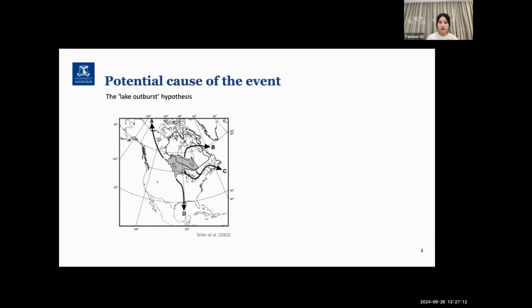So what actually caused the abrupt cooling? The original hypothesis is the proglacial Lake Agassiz drainage theory. The dashed line here indicates the Laurentide ice sheet during the early Holocene, and the shaded area is the proglacial Lake Agassiz. The meltwater during deglaciation kept draining into the lake until ultimately there was a catastrophic outburst into the Labrador Sea via the Hudson Strait through this route B. This resulted in a weakened AMOC and cooler temperatures around the North Atlantic regions.